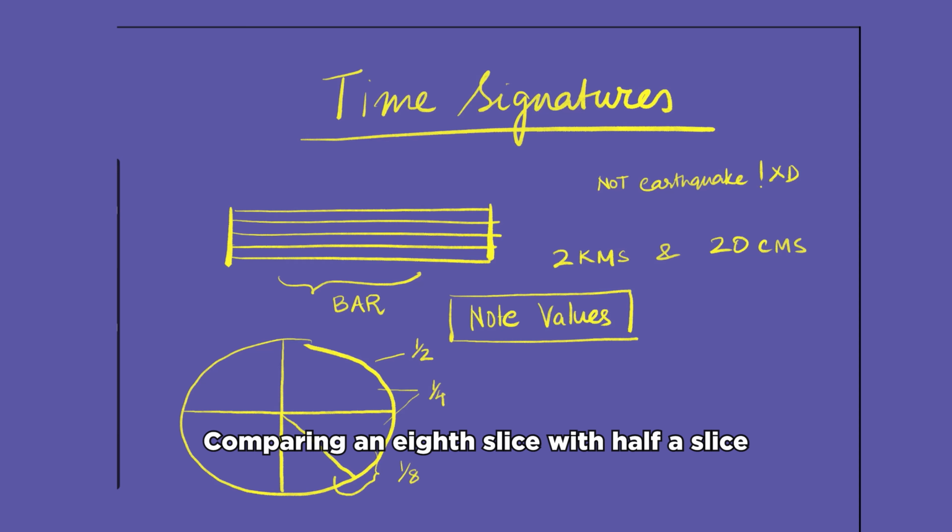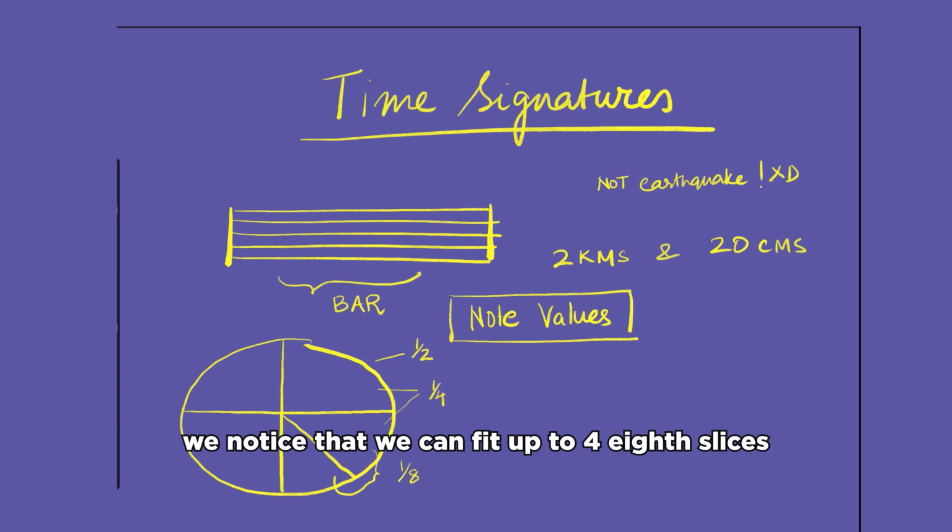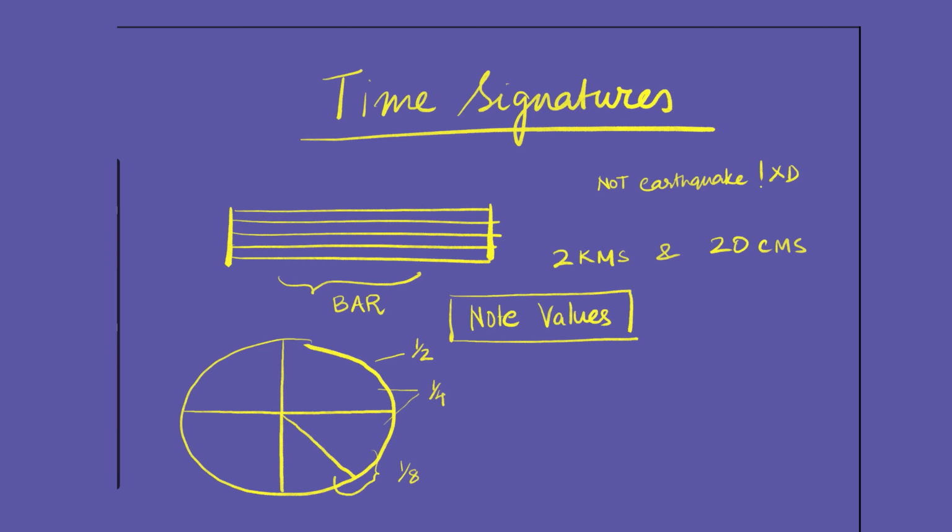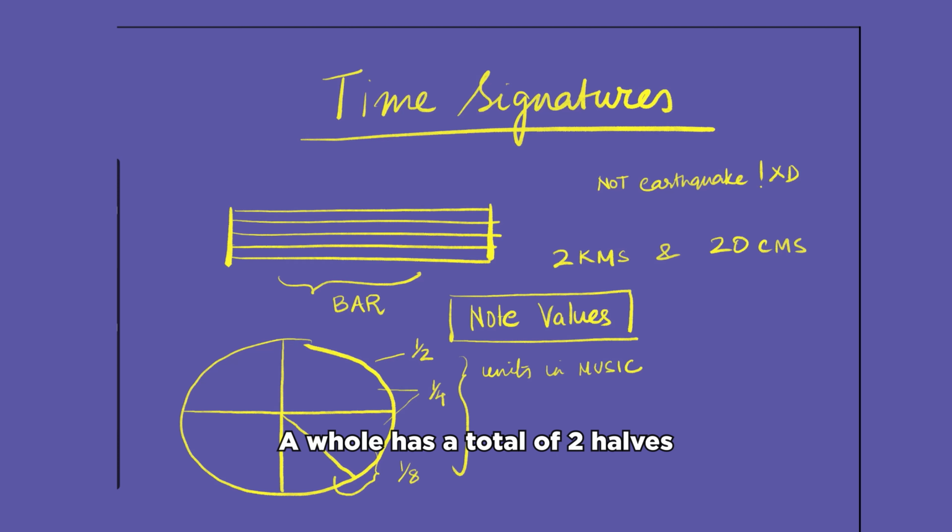Comparing an 8th slice with half a slice, we notice that we can fit up to 4 8th slices in the same space as half a slice. A whole has a total of 2 halves. Each half can have up to 2 quarters. Similarly, in a quarter you can have up to 2 eighths, and so on and so forth.